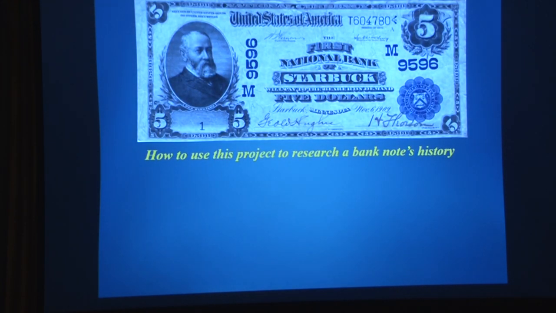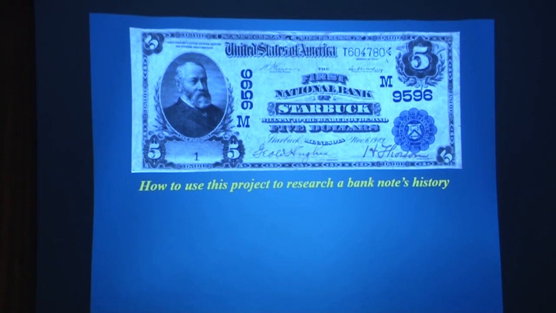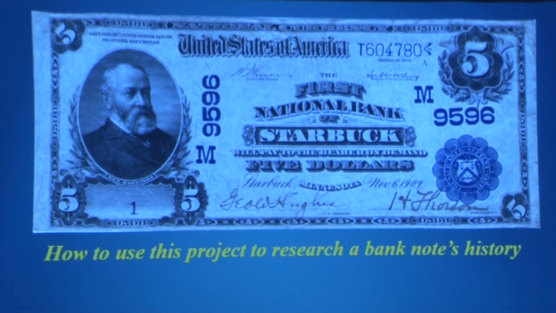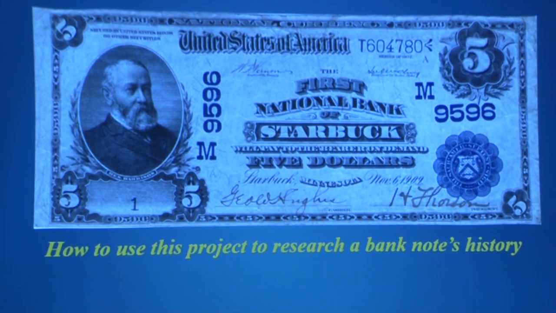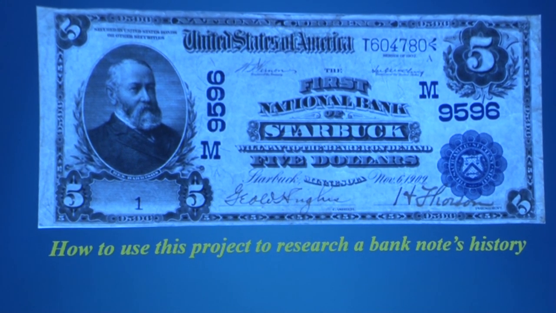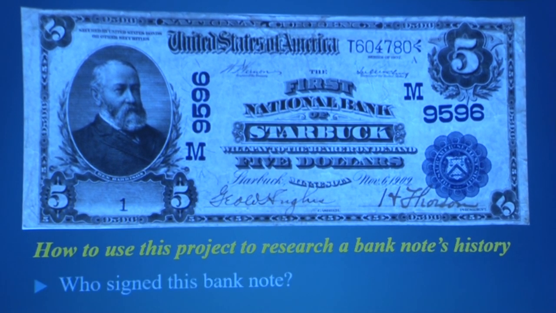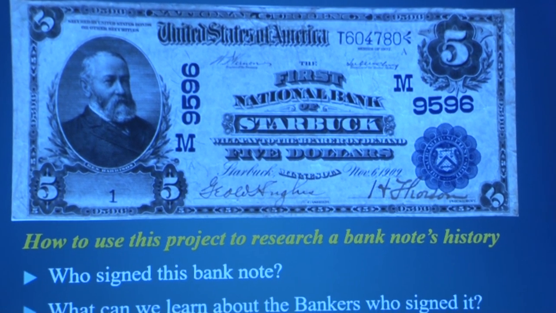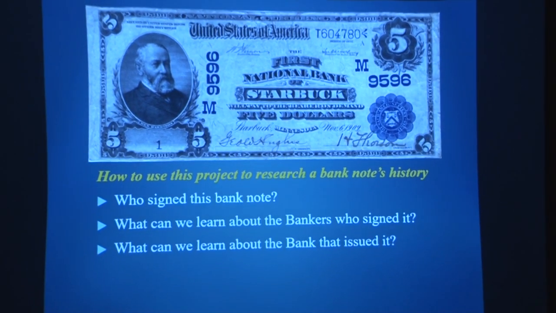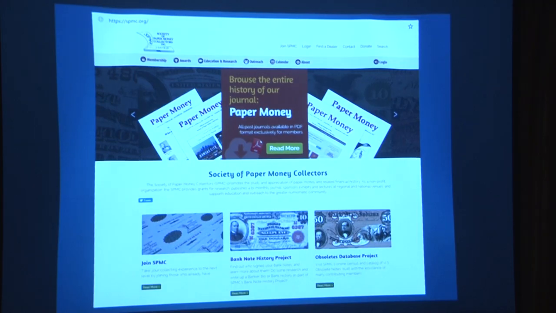Now, with those two brief overviews, let's look at an example of how to use the project to research a banknote's history. Here we've got a neat serial number one from First National Bank of Starbuck, Minnesota, and we're going to be doing some research on this. There are three questions that the project can help us answer. First, who signed the banknote? What can we learn about the bankers who signed it? What can we learn about the bank that issued it? So answering those three questions, let's see what we can find out.